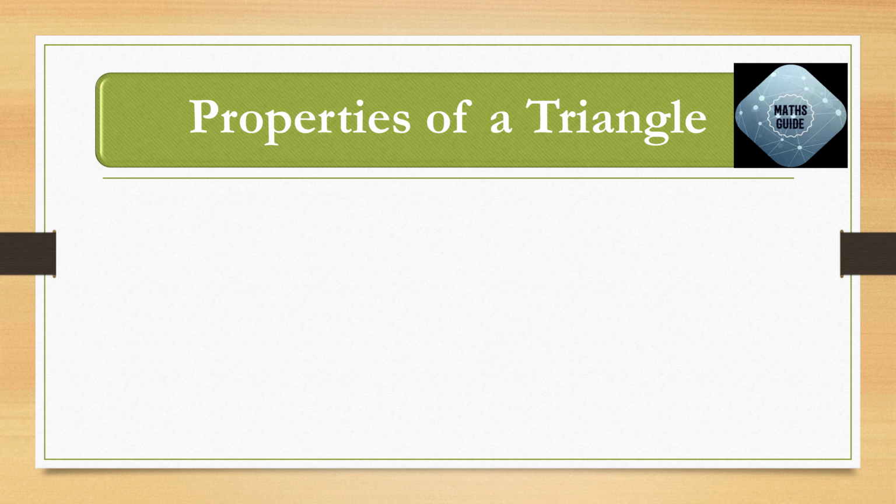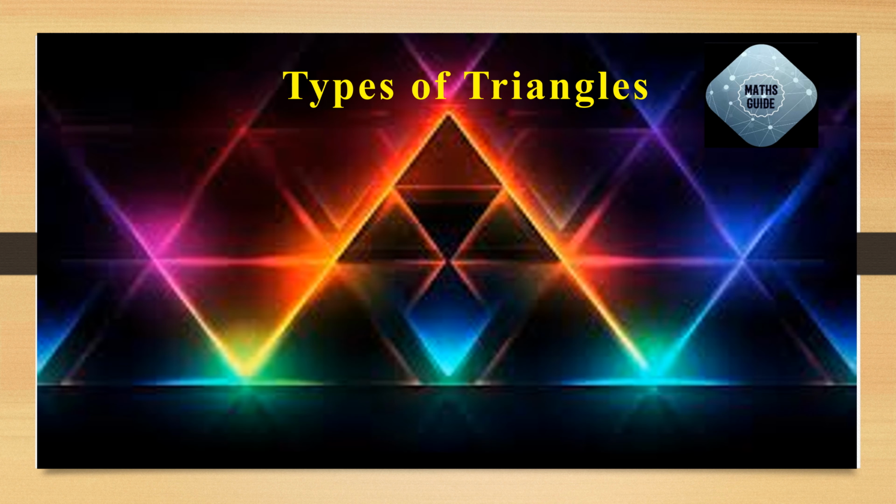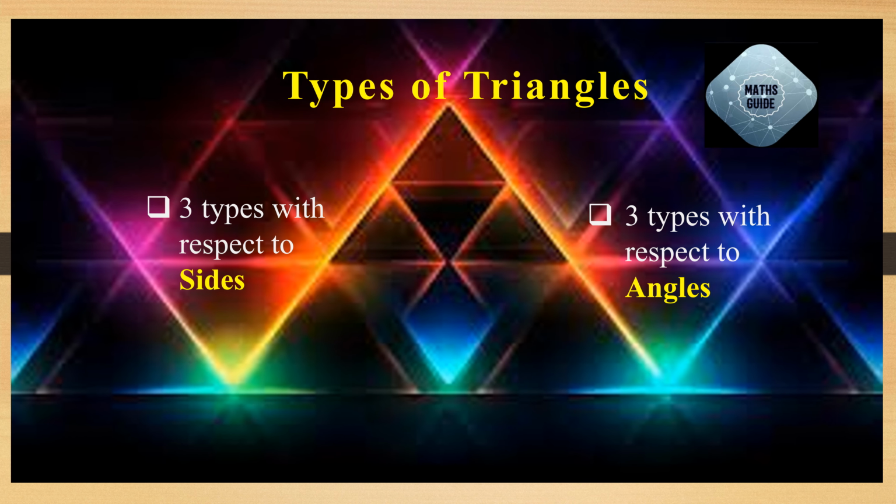So according to the definition of a triangle, we come across 3 points: that a triangle is comprised of 3 line segments and 3 angles and 3 vertices. This is the symbol of a triangle, and this is a triangle ABC. A triangle can be categorized into 6 types, 3 with respect to sides and 3 with respect to angles.